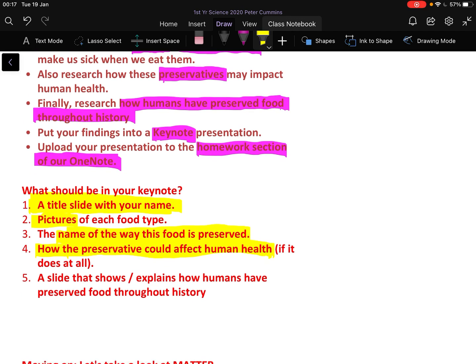And last, a slide that shows how humans have preserved food throughout history. How have we preserved food throughout history? You've probably heard of, through your history, salting meats and things like that, curing, that kind of thing. So that's all I want from you. That's your only task I'm going to do this week.